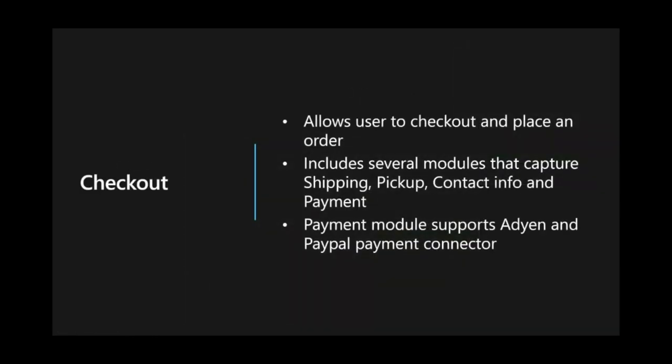And then the next section is checkout modules. Checkout modules allow user to check out and place an order. So as part of checkout, there is a ton of information that we need to collect. This could be all the way from shipping related information, pickup information, contact info, payment, etc. So each of these are broken down into separate modules. I also wanted to call out that in the case of checkout, header, buy box, we've seen examples where there is one module called checkout or buy box, and then within that module, there are several other smaller modules that we are adding to it.